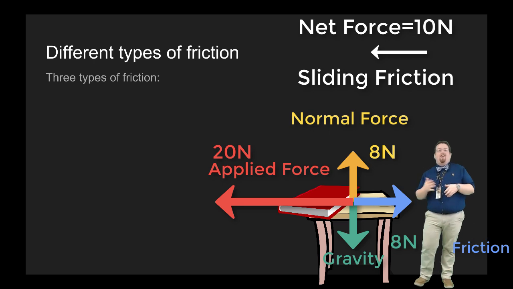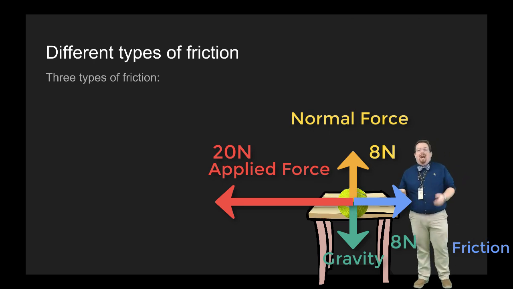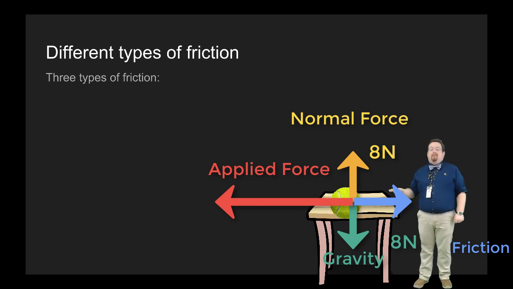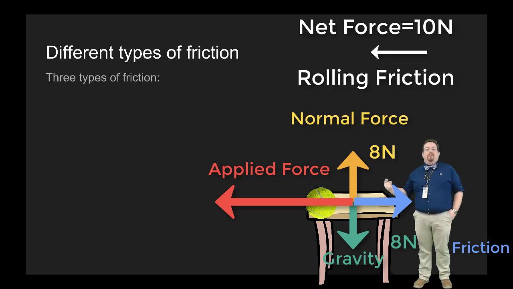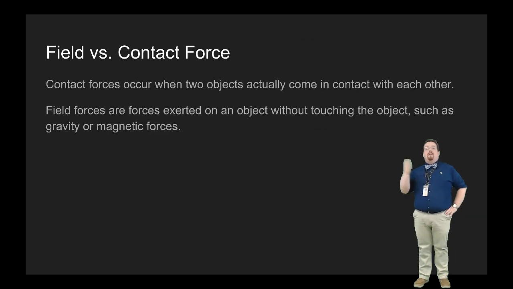And then if we had a round object, like a tennis ball, and we pushed on it, it would probably roll on the table before it slid, so we call that rolling friction. That's why if you push a ball down a table, it eventually slows down. Now, of all the forces we've talked about today, they can be categorized as one of 2 types of forces. We have contact forces and field forces.